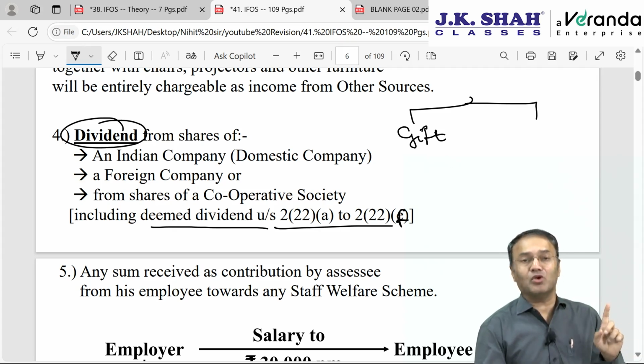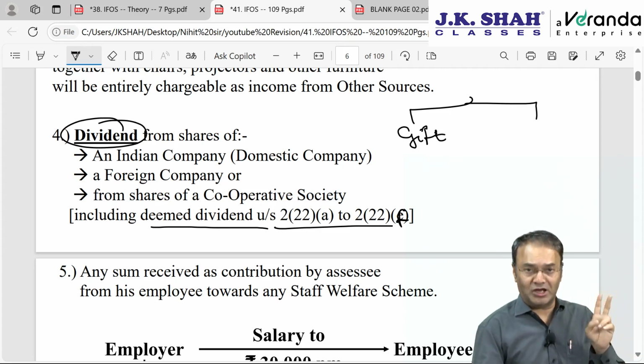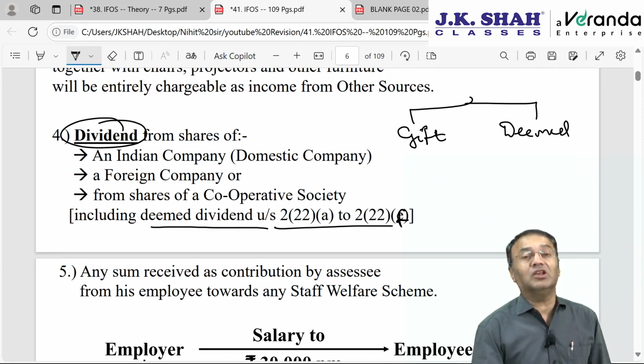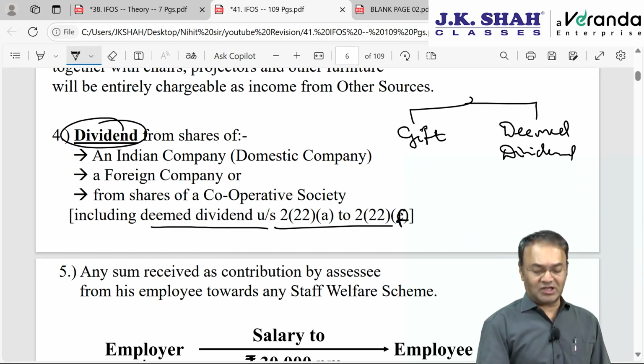Marriage, received on the occasion of marriage, received from a relative, on the death of the donor, gift, and second is the dividend or deemed dividend concept. There are 5 types of deemed dividends. Now one more has been added to the bandwagon. Total 6 types of deemed dividends are there, which we will be discussing.